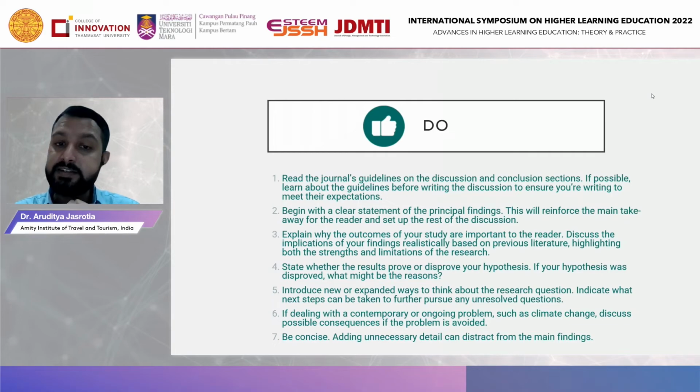Begin with a clear statement of principal findings. When you're writing a discussion, be clear what your findings are. This is a focus on discussion. This will make the reader understand what the finding of your result is. Explain why your outcomes, why your study is important. Highlight your strengths and limitations. So these are focused on discussion. All these things are focused on discussion and conclusion.